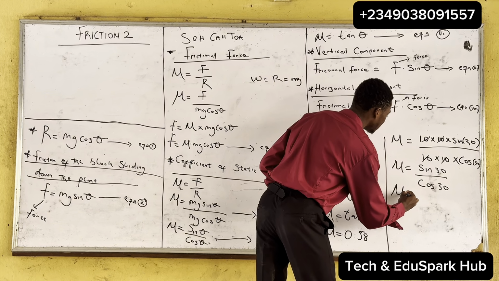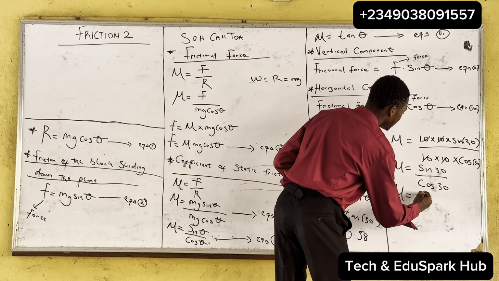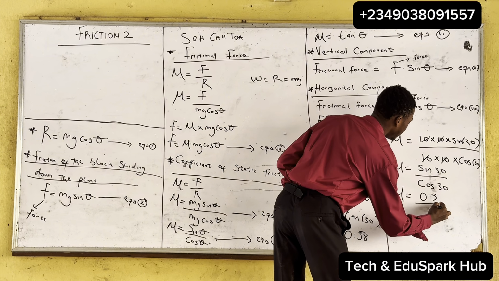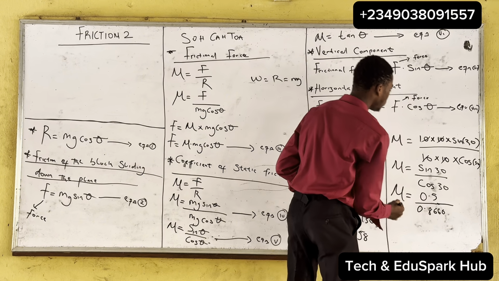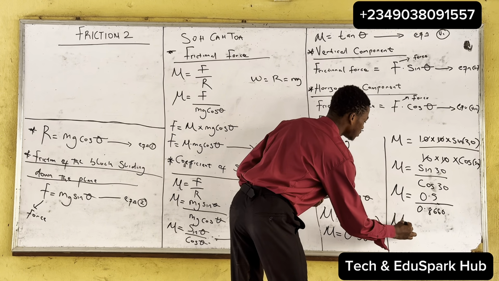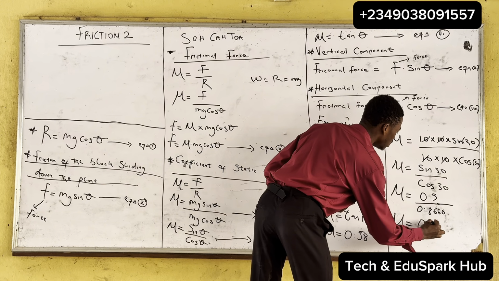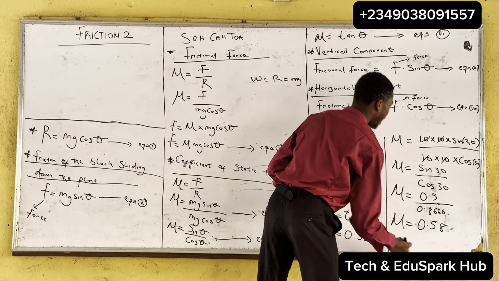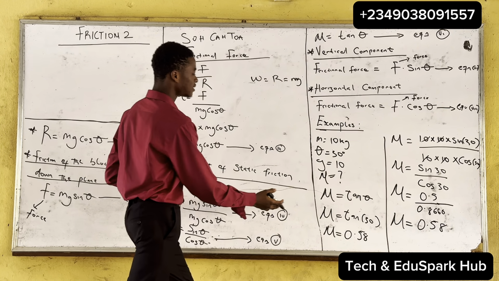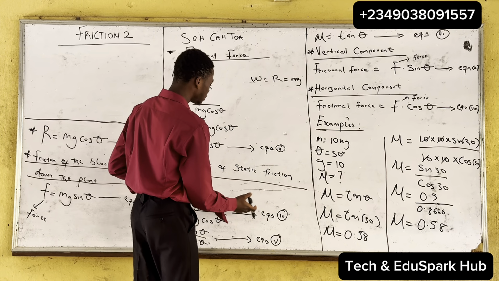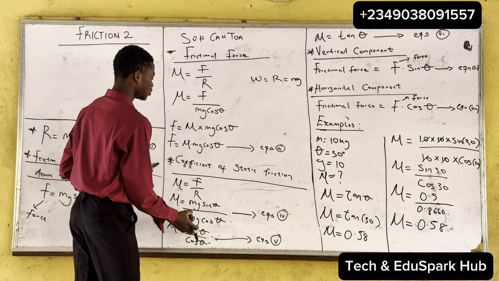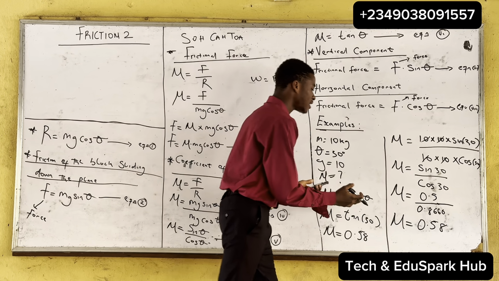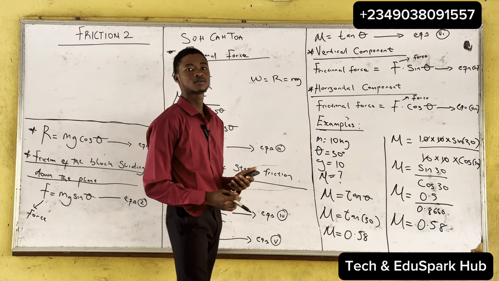So our coefficient of static friction will be given as, what is sin 30? Sin 30 is 0.5 divided by 0.8660. And when you calculate this, you have your coefficient of static friction to be equal to 0.58. And you can see we arrive at the same answer to this question. So you can use any of these formulas to calculate the coefficient of static friction. So this is our final answer to questions of this type.